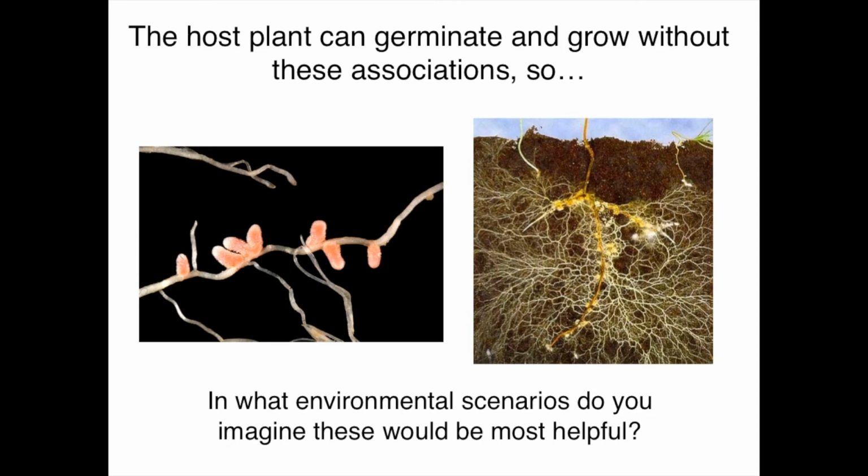So these are two really cool associations that plants use to increase their nutrient uptake in any given environment. But it's important to note that even though a plant can have a very specific signal to a very specific group of bacteria or fungus, the plant can actually germinate and grow without these associations. And that does happen. And so in what environmental scenarios do you imagine these would be most helpful?